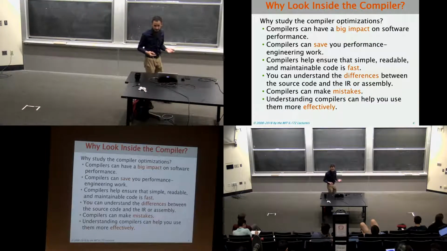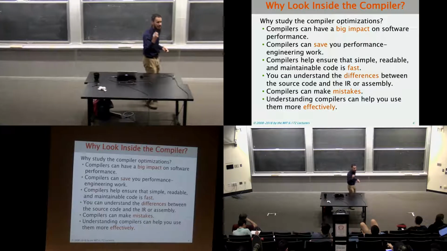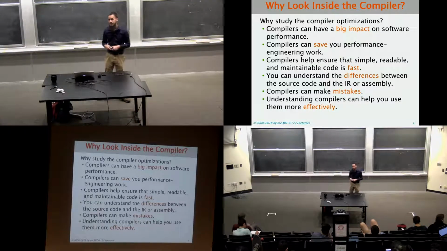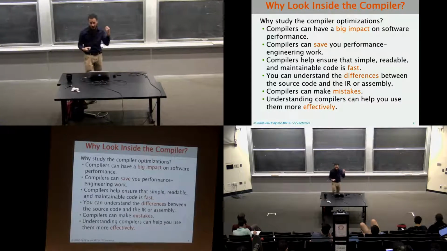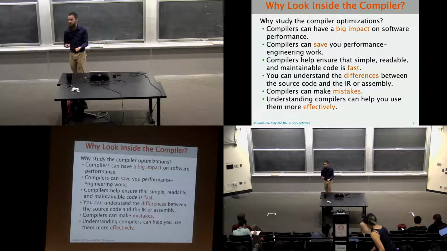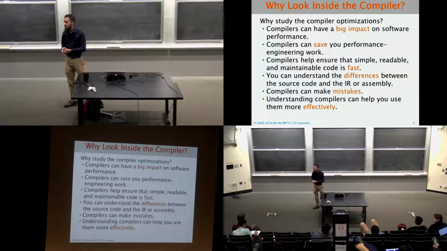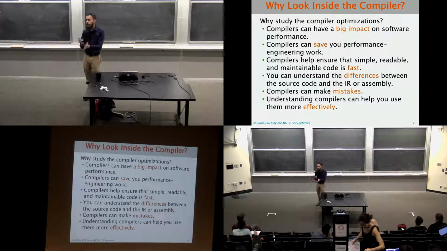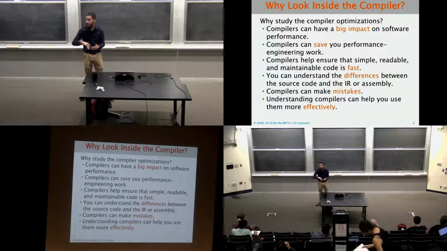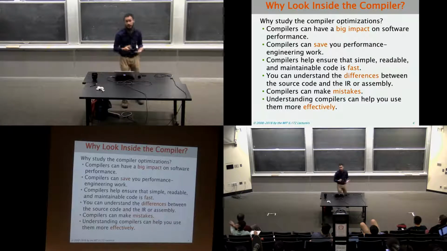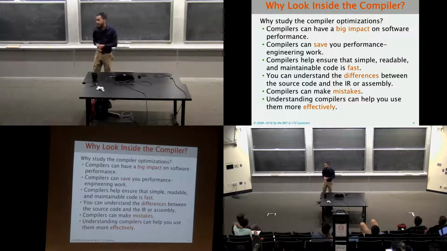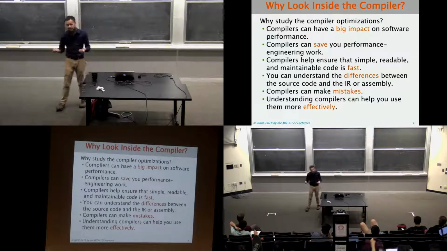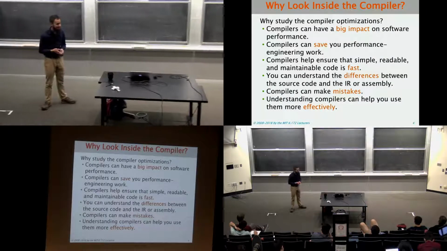And compilers can make mistakes. Sometimes that's because of a genuine bug in the compiler, and other times it's because the compiler just couldn't understand something about what was going on. And having some insight into how the compiler reasons about code can help you understand why those mistakes were made, or figure out ways to work around those mistakes, or let you write meaningful bug reports to the compiler developers. And of course, understanding compilers can help you use them more effectively. Plus, I think it's fun.